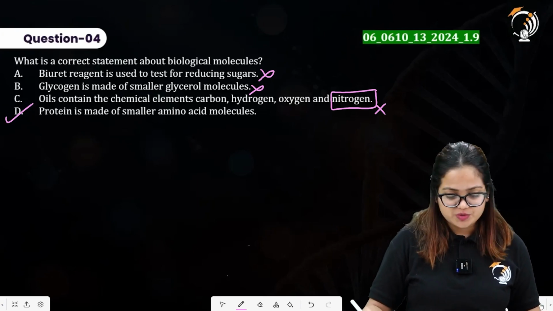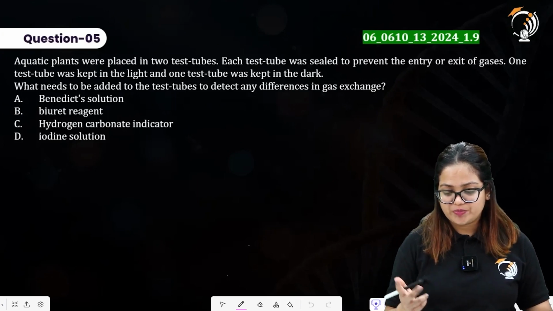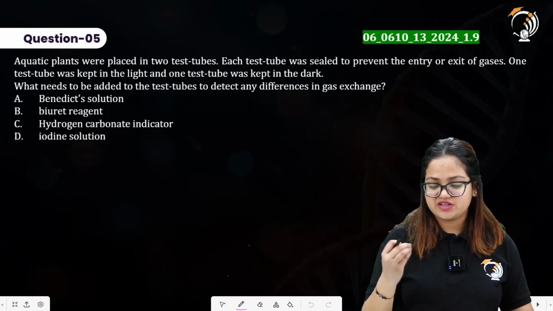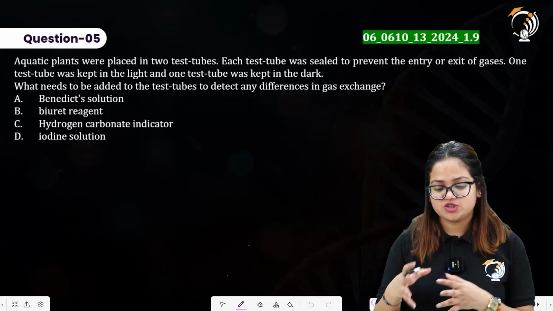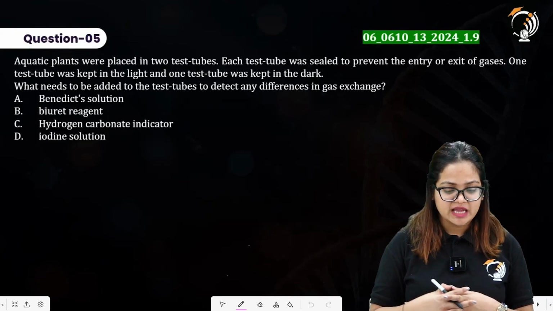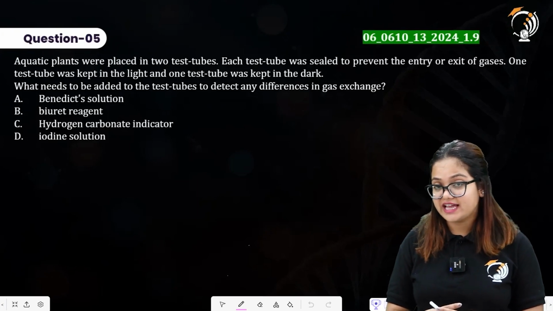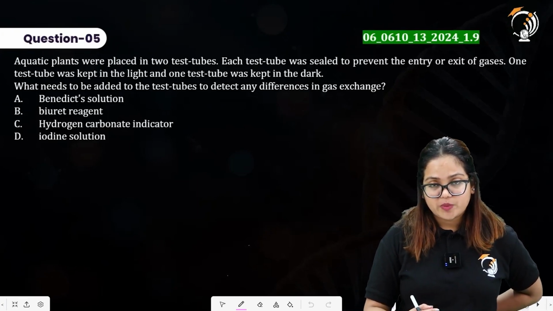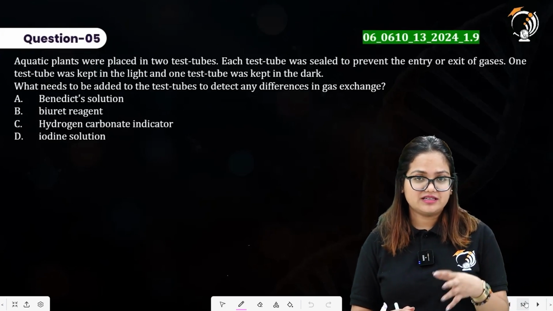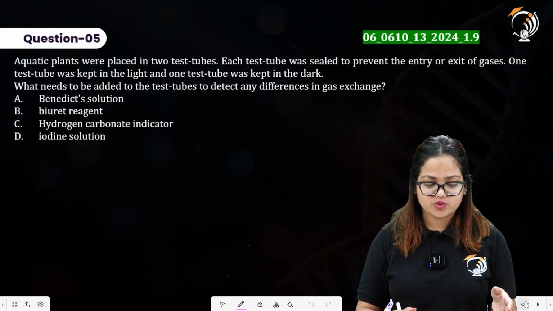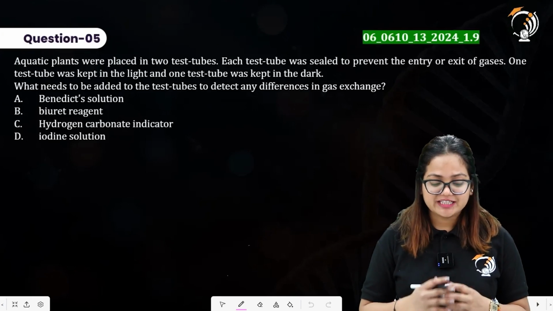Moving to question number 5, that says aquatic plants were kept in two test tubes. Each test tube was sealed to prevent the entry or exit of gases. One test tube was kept in the light and one test tube was kept in the dark. What needs to be added to the test tubes to detect any difference in gas exchange? So this is a question from another topic, but since the options included the list of tests that we have just discussed, I have put the question in this one shot discussion.